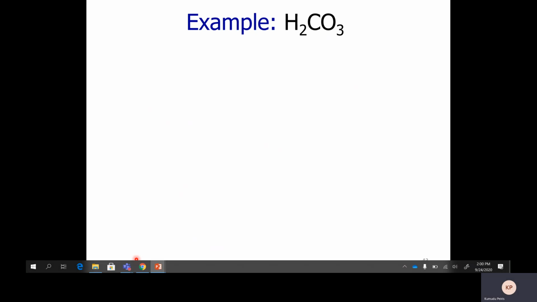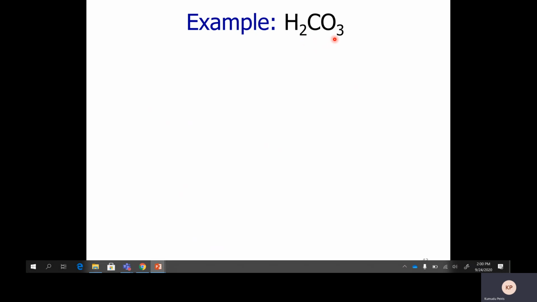Let's see how we can draw the Lewis structure for carbonic acid. The chemical formula for carbonic acid is H2CO3. First, we should start with drawing the skeletal structure for this molecule.